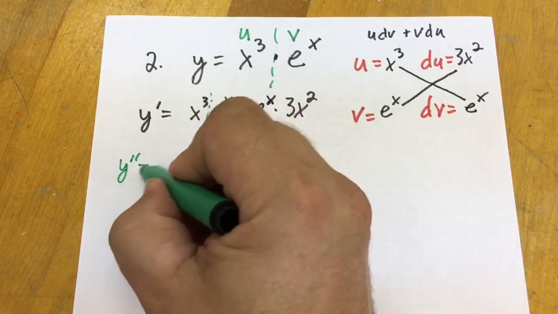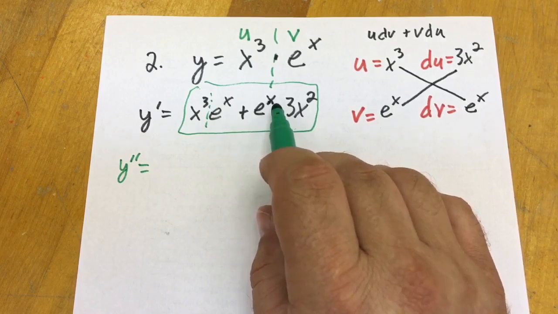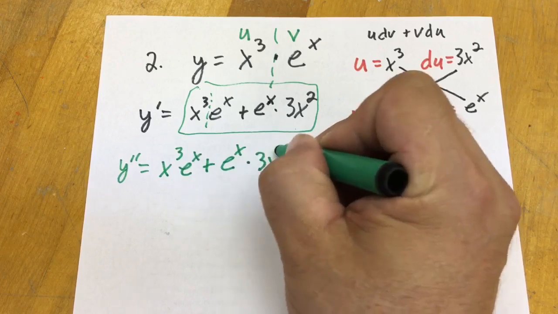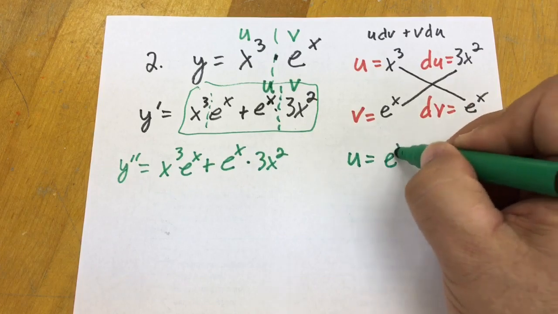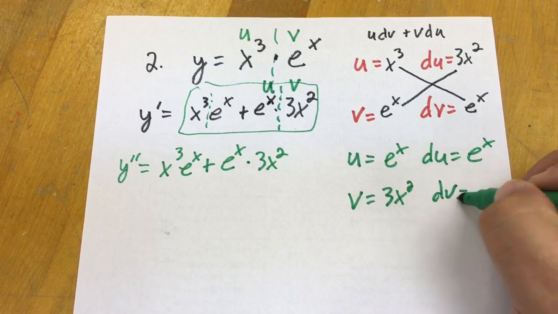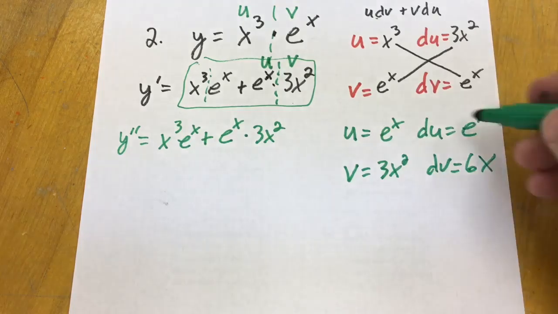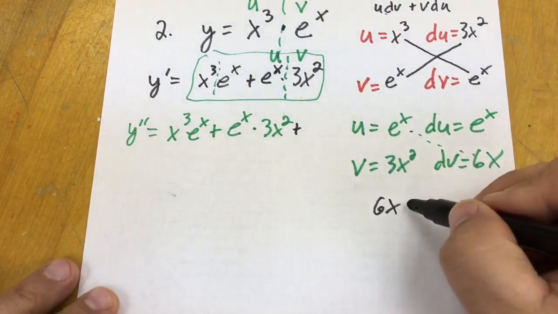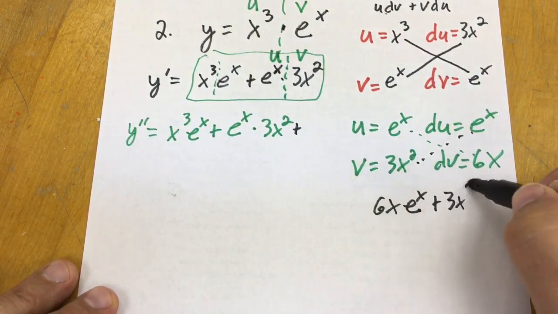So the second derivative is going to be this whole thing plus the derivative of the second part. X cubed e to the x plus e to the x times 3x squared. And now I'm going to split this down the middle and call that u and v. So u equals e to the x, v equals 3x squared, du equals e to the x, dv equals 6x. Now, u dv plus v du, u dv is going to give me 6x e to the x, v du is going to give me plus 3x squared e to the x.